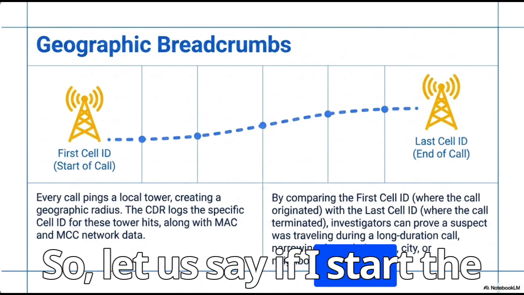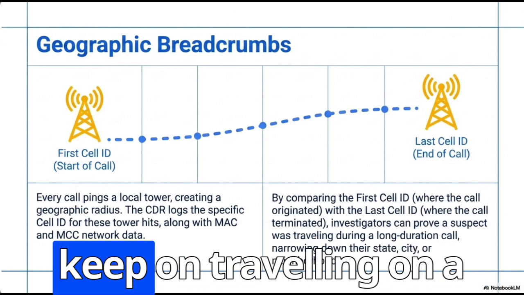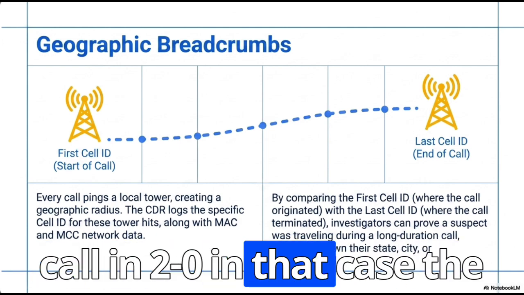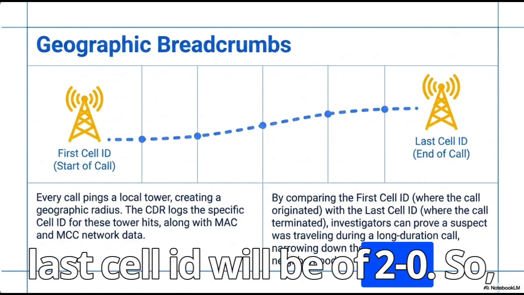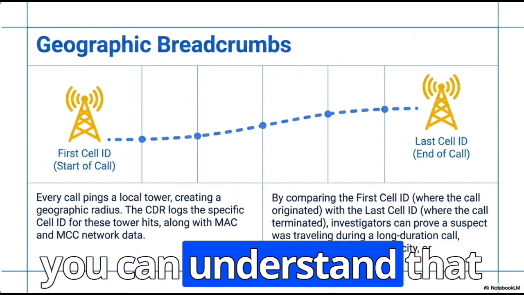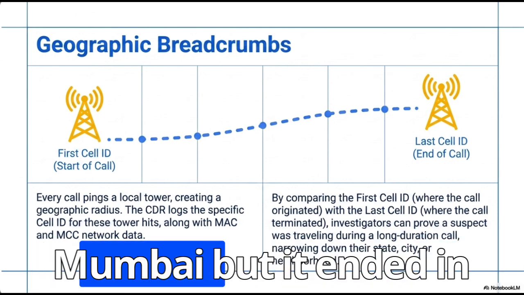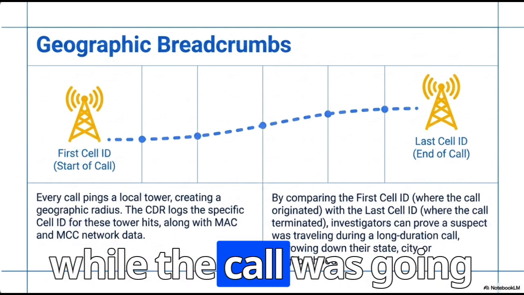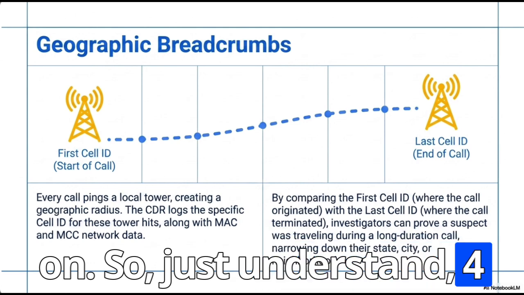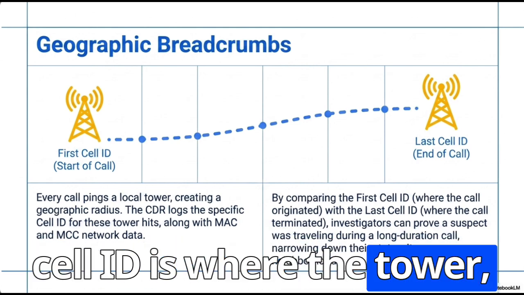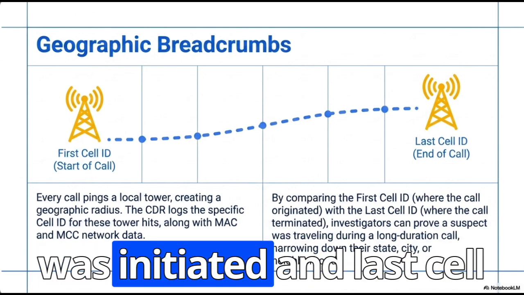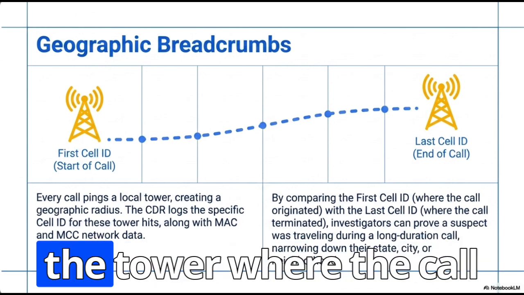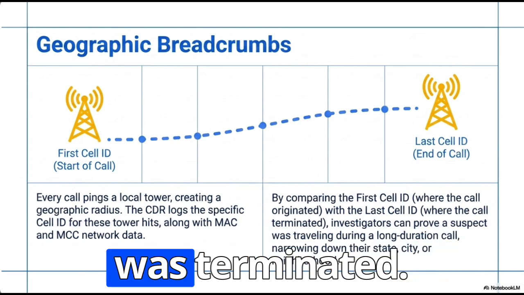So let's say I start the call in Mumbai, and I keep on traveling on a highway, and I end the call in Pune. In that case the last cell ID will be of Pune. So you can understand that the call was started from Mumbai, but it ended in Pune, and the person went from Mumbai to Pune while the call was going on. So just understand, the first cell ID is the tower where the call was initiated, and the last cell ID is the location of the tower where the call was terminated.